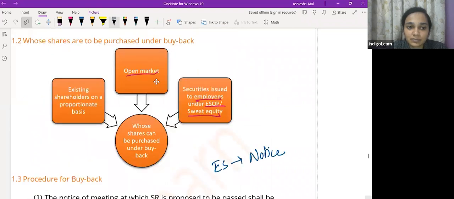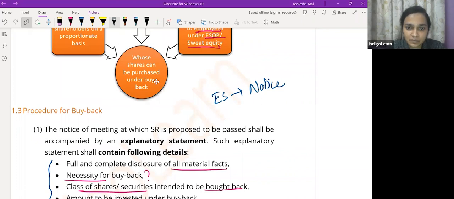Yes, ma'am. Yeah, ma'am, and ma'am, like they given that the company cannot buy back its shares because it involves reduction of share capital affecting the creditors.